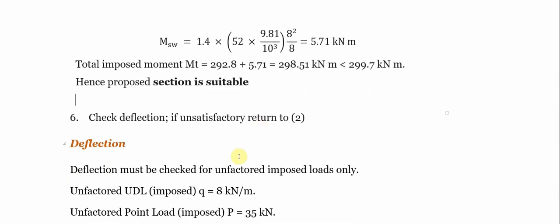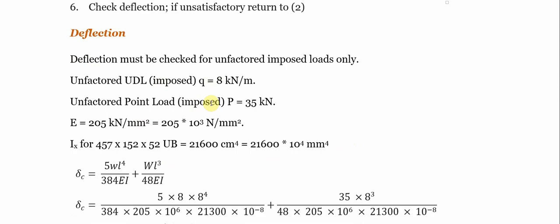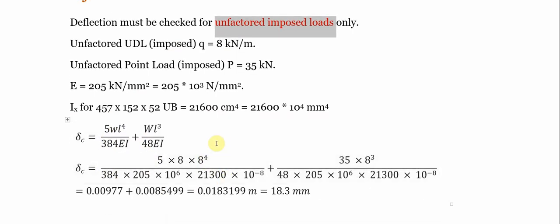Now we check for deflection. We always check deflection under unfactored imposed load; that's the criteria. Now we have our Q with the uniformly distributed load at 8 and a point load of 35. The dead load we are not considering because we are only considering imposed load. We calculate using the formula 5WL to the power 4 divided by 384, as I showed you last time. Then we get the value out.